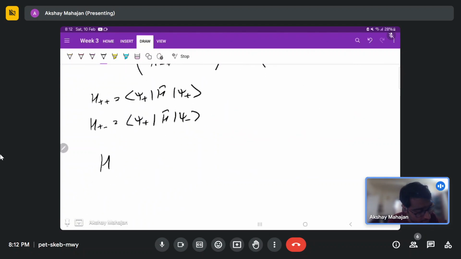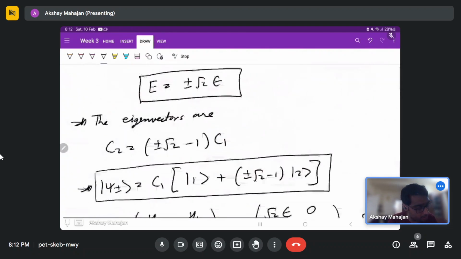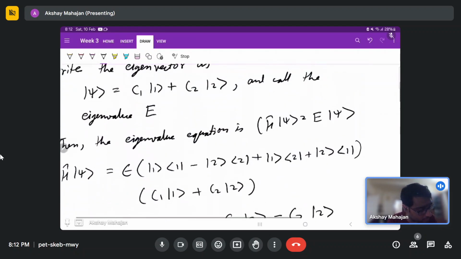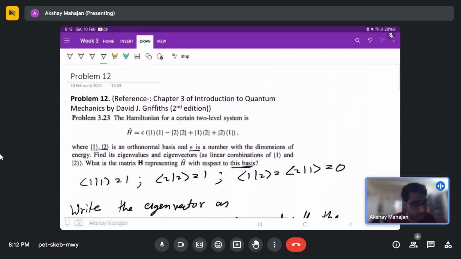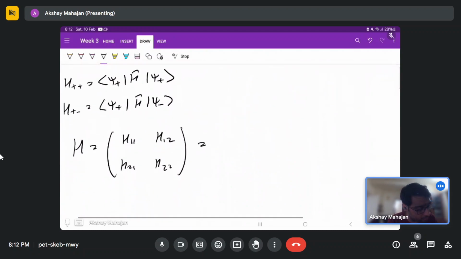But what is asked in the problem is this. You have to find this one in this basis. You have this orthonormal basis of 1 and 2, and you have to find this within the basis of 1 and 2. So just try to calculate it, give it a shot, and I will solve it in the next class, because the Hamiltonian is given to us and you have 1 and 2. You do know that they are orthonormal.